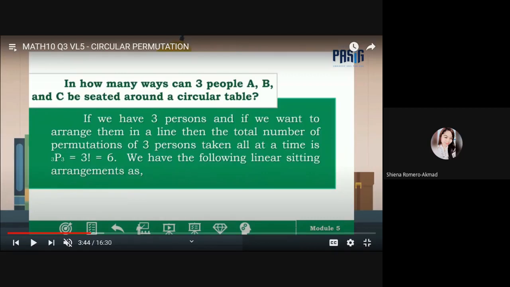ABC. ABC, ano pa? ACB. Ano po? Sige, pakitype sa dito sa message natin para mabasa ko. Make use of the chat box.